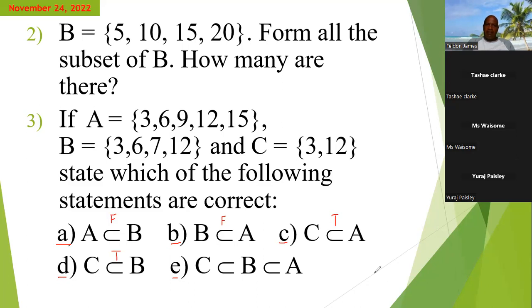Why is it false? Because 7, sir, is not an element of A. So this part, C a subset of B, would have been correct, but the other part is false. B is not a subset of A. Yes, sir. And that little part right there would have been true, so even though this part is true, you have a true and a false, so the entire thing becomes false. Yes, sir. All right.